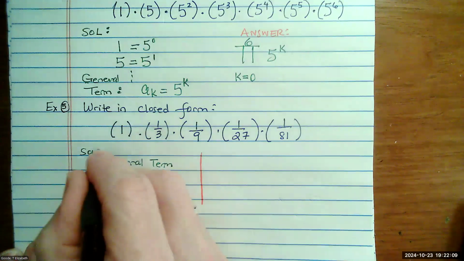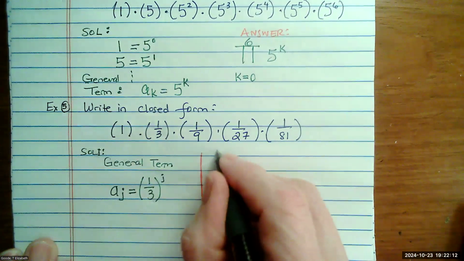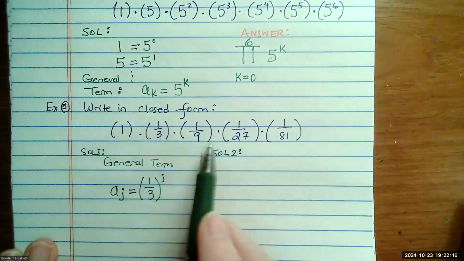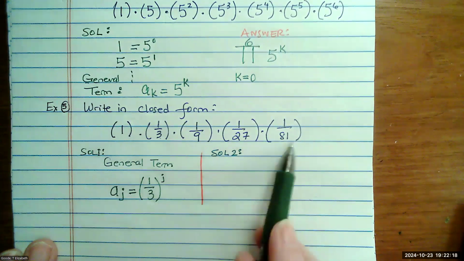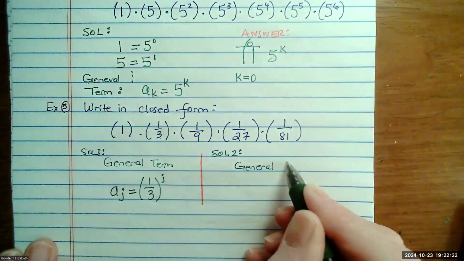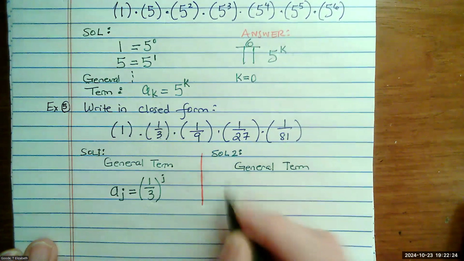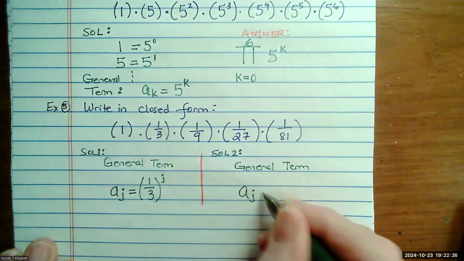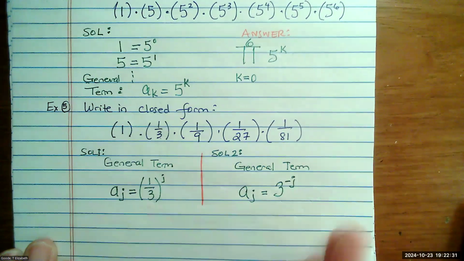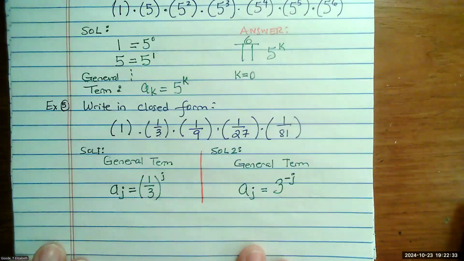So we'll call this solution 1. But there's another way to deal with this, right? When the non-trivial part of the quotient is on the bottom, what would be another way to write this? We can still use j. 3 to the negative j. Exactly, 3 to the negative j. So it doesn't matter which one you use. It'll be fine either way.